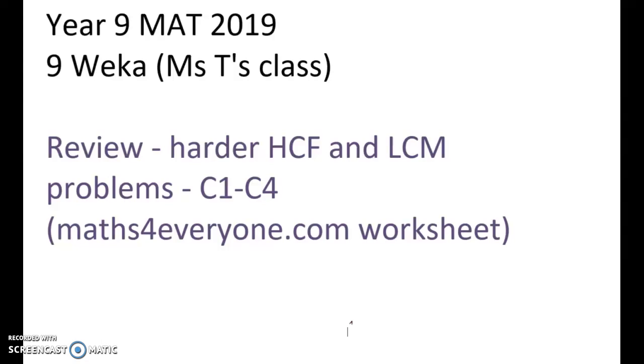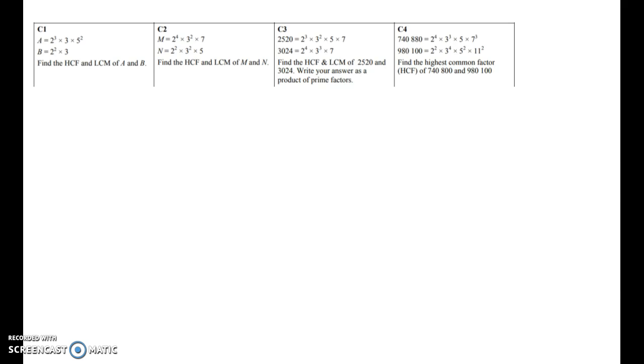Kia ora Year 9. Here are 4 more questions from the harder worksheet on the highest common factor and lowest common multiple. I'm going to try and go quite quickly with these ones because the method I'm going to use is the Venn diagram one again, although some of you will be starting to see some shortcuts to that. So let's look at C1.